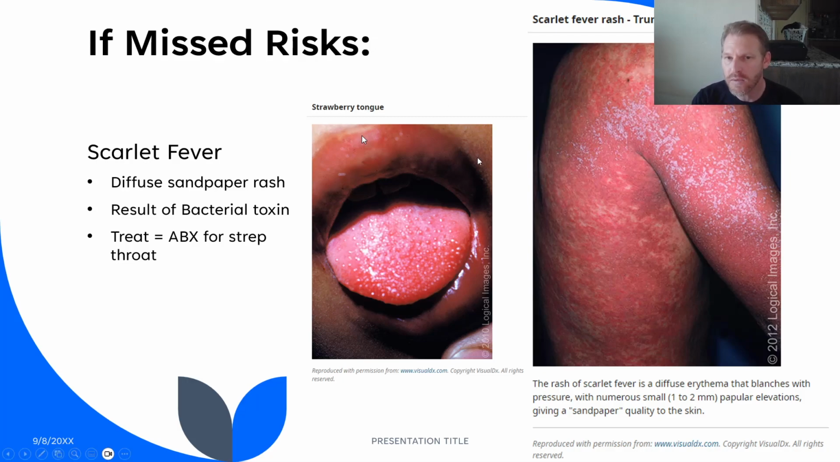I tried to find some pretty extreme examples of this, and you can see this. The tongue here looks like a strawberry. And this rash has been described as sandpaper. So it's little tiny macules all over. And when you rub your hand, it feels literally like a fine grit sandpaper on the skin. This is the result of the toxin byproduct of the strep. And the way that we treat this is essentially the same way that we treat the strep.